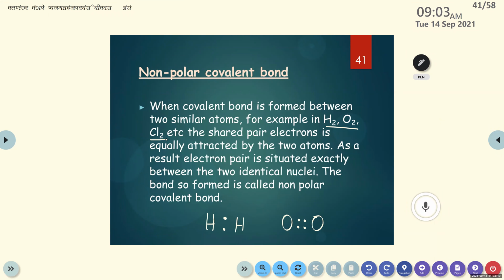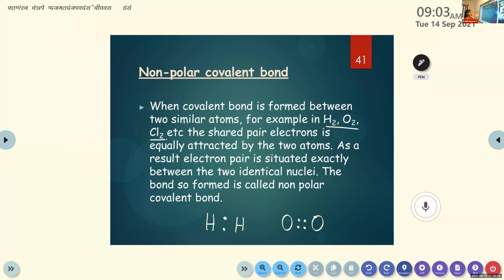Ma'am, can you repeat? Yeah, tell me. Yeah, sure. In the case of covalent bond, you know that sharing of electrons takes place, right? Two atoms will share electron pairs. In the case of a molecule with similar atoms, for example the hydrogen molecule, two hydrogen atoms combine together to form a hydrogen molecule. So each hydrogen atom will share one electron, and this pair is equally owned by the two atoms.